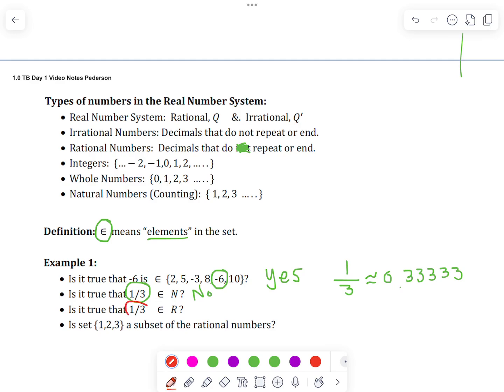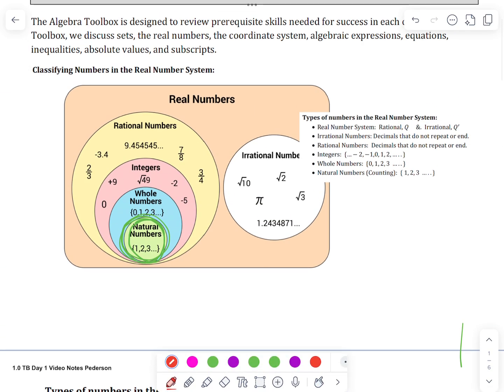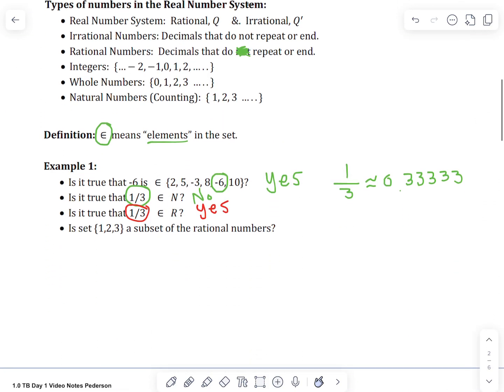Is 1/3 a real number? Yes. So 1/3 falls right in the real number system. It falls within the rationals because it is a fraction. It would fall right inside of here because it can be written as a fraction. So that would be a yes.